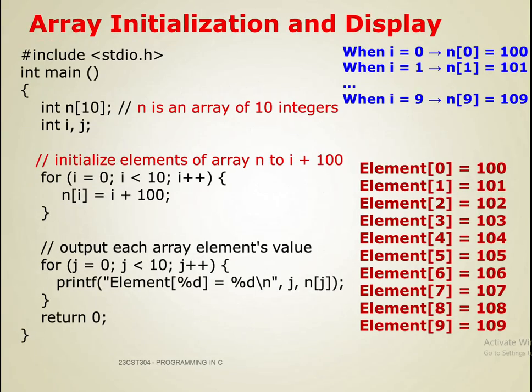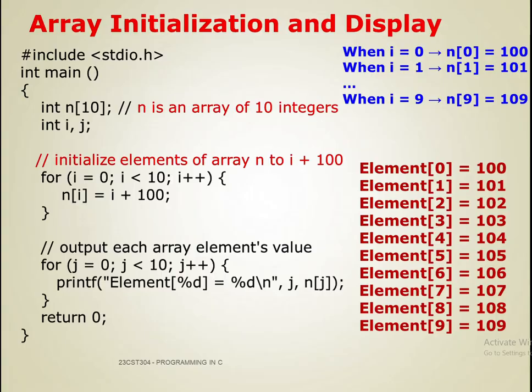In this slide, we have array initialization and display. Here we declare int n[10]. Here int is the data type, n is the array name. In the square brackets we have 10. This tells the size of the array. Here n is an array of 10 integers. And then we initialize the values using n[i] = i + 100. Since we are declaring n[10], we have 10 locations, n[0] to n[9].